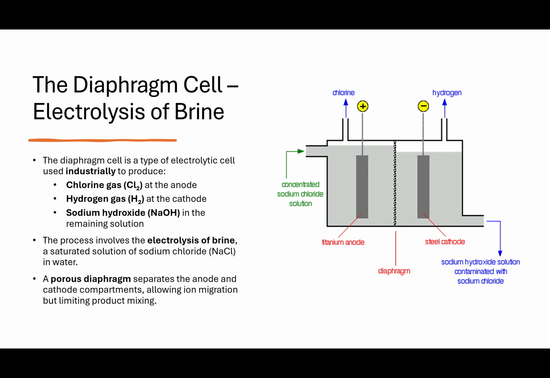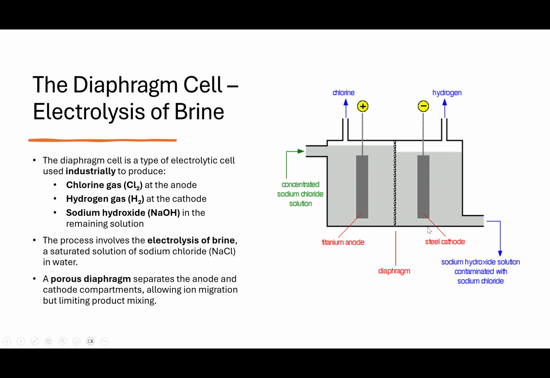So the process involves electrolysis of brine, which is a saturated solution of sodium chloride and water, using also a porous diaphragm between. A porous diaphragm separates the anode and the cathode compartments, allowing ion migration but limiting product mixing. So we allow the ions to move across the diaphragm, where the products do not mix. So we have sodium chloride solution or brine coming in at the titanium anode.